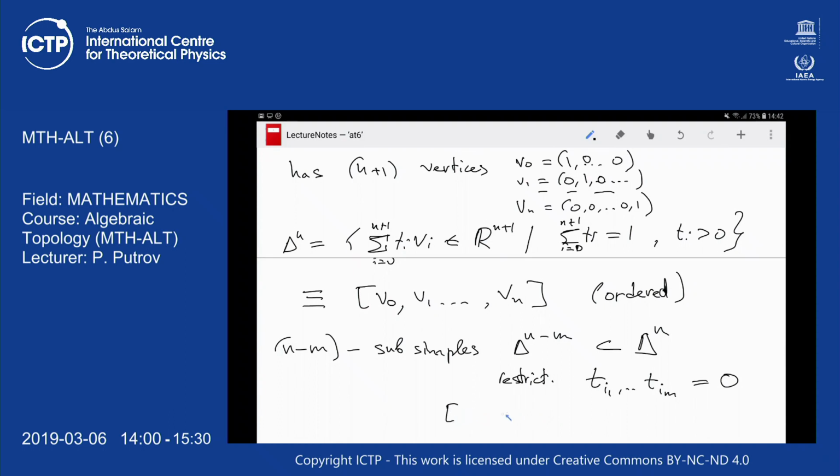So using this notation, this means that we have an inclusion, so this guy is obtained from this original guy by removing a vertex vi1. So this hat means that we remove this from the list, then the vertex vi2 and so on. So we remove m vertices.